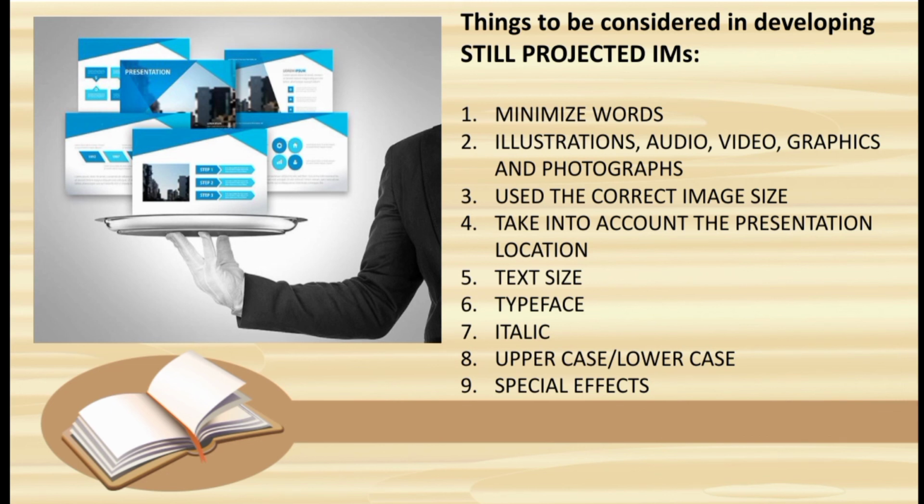Then the sixth is the typeface. The seventh is the italic. Eighth is the uppercase and the lowercase. The last one is the special effects. So those are the things to be considered in developing still projected instructional materials. There are 9. That's all for our topic for today.